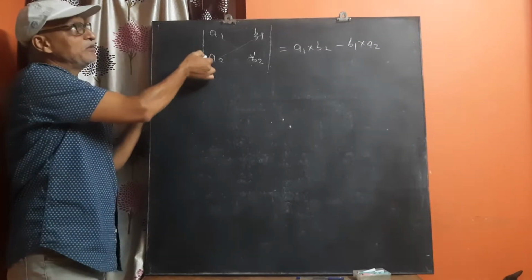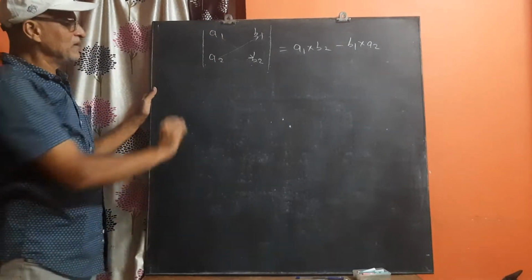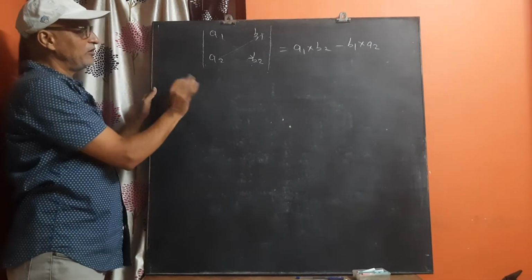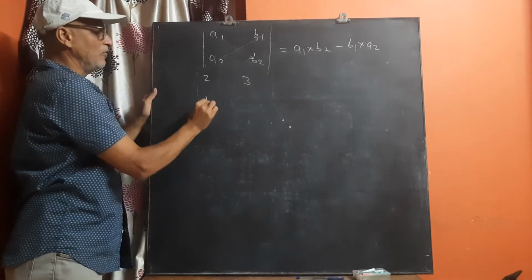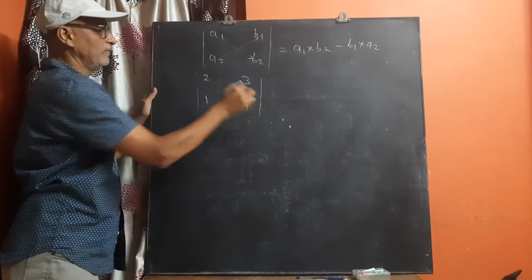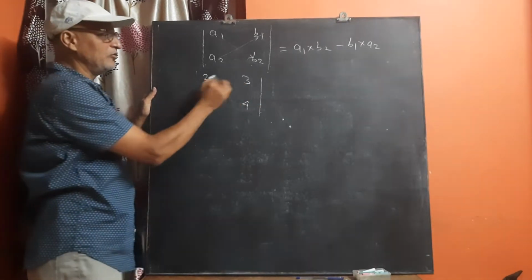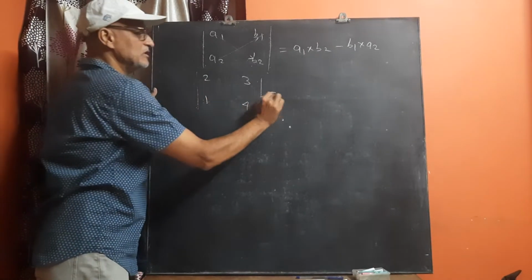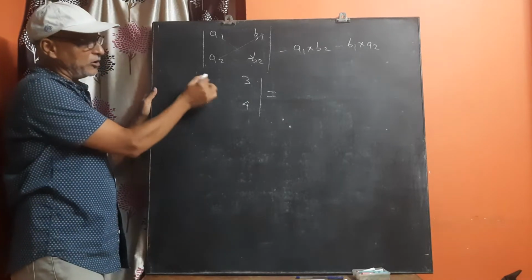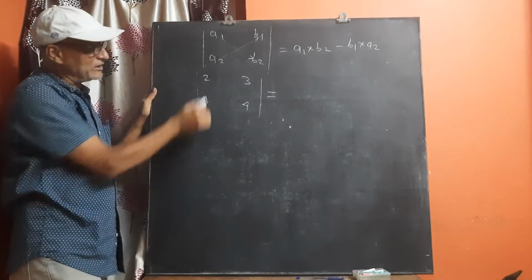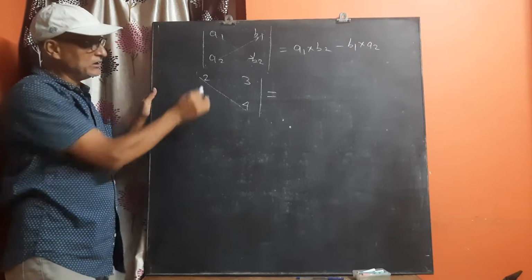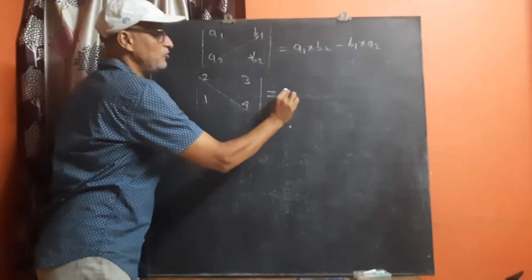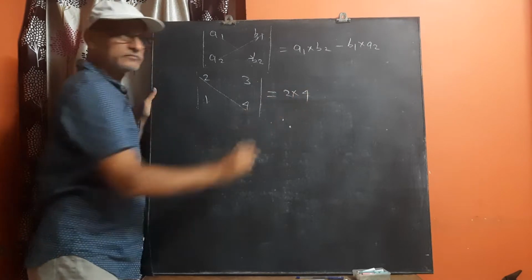Let us solve some problems on that 2 by 2 order determinant. Suppose you have to find out the value of determinant of 2, 3, 1 and 4. Determinant of 2, 3, 1 and 4. So this is equal to the product of forward diagonal elements. That means the forward diagonal elements are this one. I mark the forward diagonal elements. The product of 2 and 4. So this will be 2 into 4.